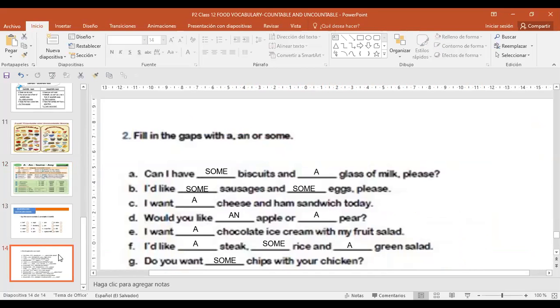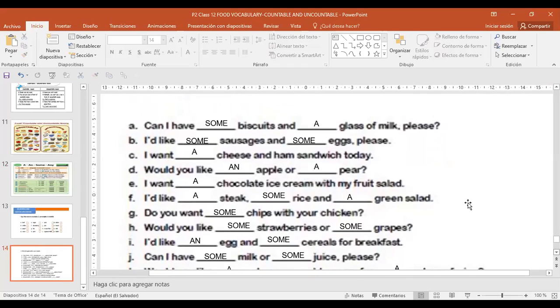Ok, I don't know if it clarifies. No sé si eso clarifica, ¿verdad? Porque, por ejemplo, hemos usado some para biscuits. Plural. Pero biscuits yo lo puedo contar, ¿verdad? Entonces, ese es un plural countable. También los sausages. I can count them. Las puedo contar. One, two, three. Eggs. I can count the eggs.